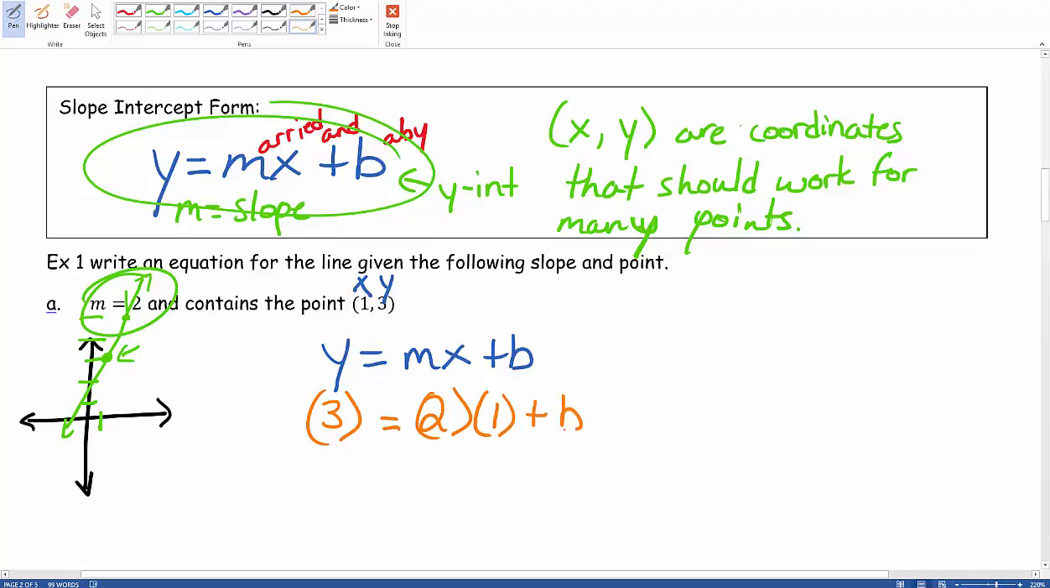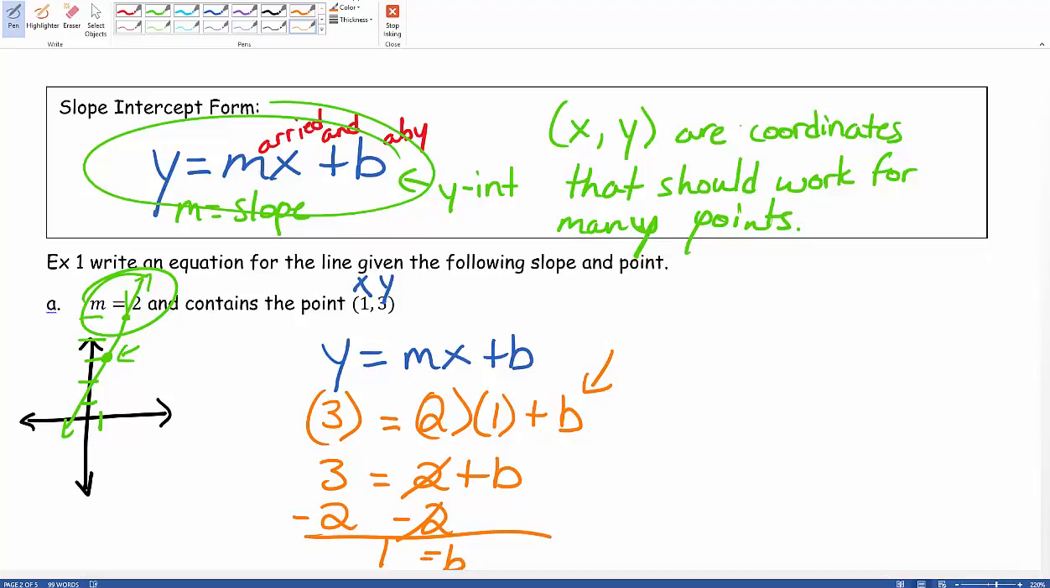And unfortunately, right now, we just don't know what our b is, our y-intercept. But we can very quickly find it out. On this side, we still have 3 equals 2 times 1, which comes out to be 2, plus our y-intercept b. Subtracting 2 from both sides, we see that b comes out to be equal to 1. Now, we are very, very close to being done. All we have to really do is rewrite the equation of our line.